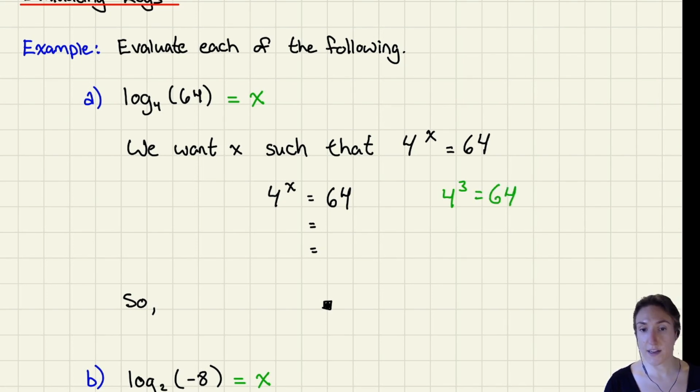And how did I know that? I don't actually have a calculator in front of me, but I tried it. I tried 4 squared. Oh, that didn't work. 4 cubed. Oh, okay, that's all right. And if I now make that change, write the right-hand side as 4 to the 3, now my bases are the same, and I can solve directly for my x.